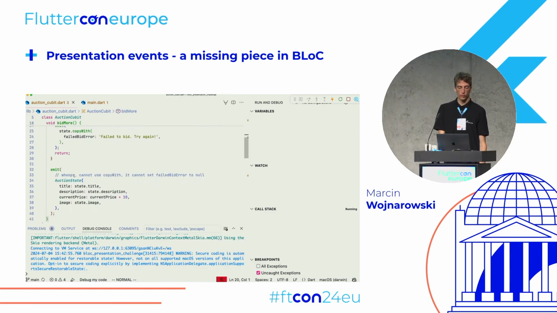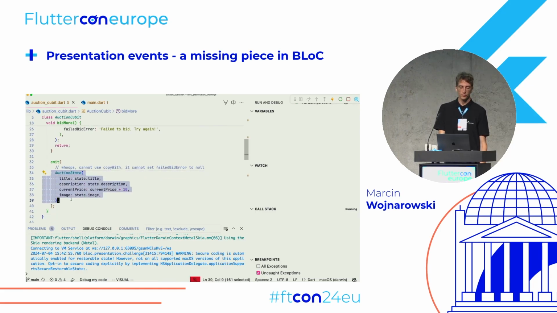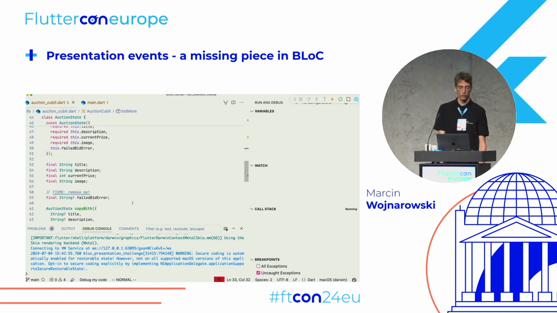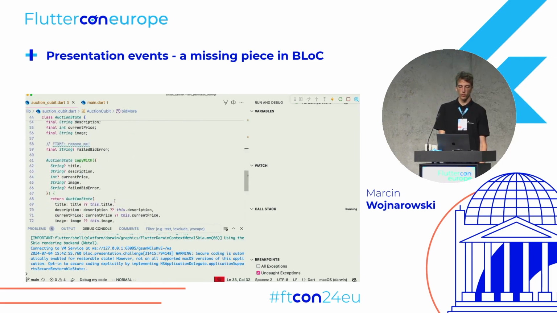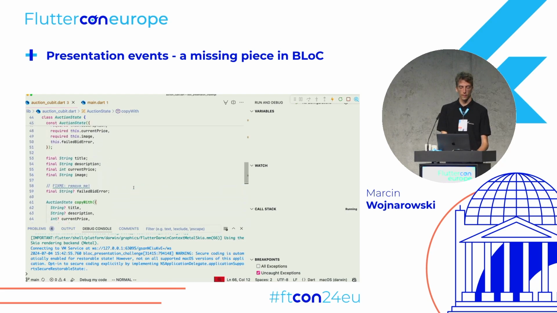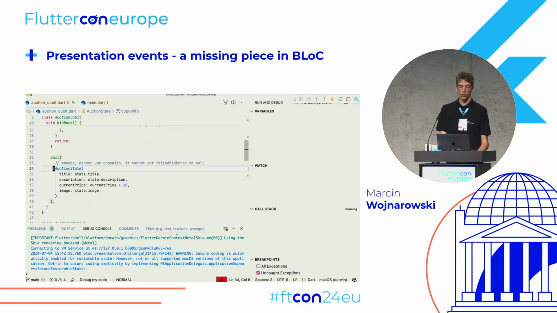But if we don't fail, then we can emit the new state. But here is, again, the second problem: we cannot really use copyWith, at least not the one I use, because this is a manually implemented copyWith for our state. We cannot use it because we should be able to set failed bid error to null, but copyWith doesn't allow us to do that, because here we use nulls to represent "please don't copy this field", which is not really what we want here. So manually we have to copy over every field. But if you use something like Freezed, this would be given to you, or a copyWith extension.